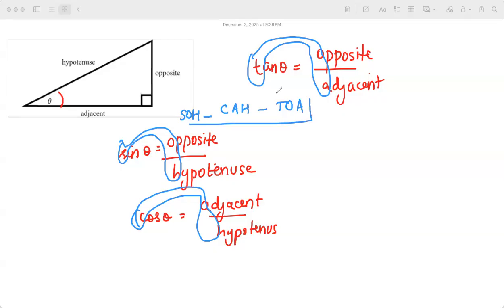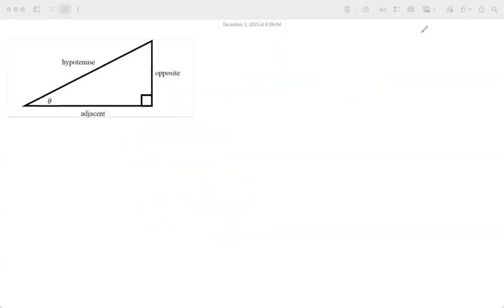SOHCAHTOA. This is how you remembered this when you were in geometry. Can I move on? Any questions? Okay. Slowly we'll come to harder pieces now. Can I move on from here? Yeah, go ahead.